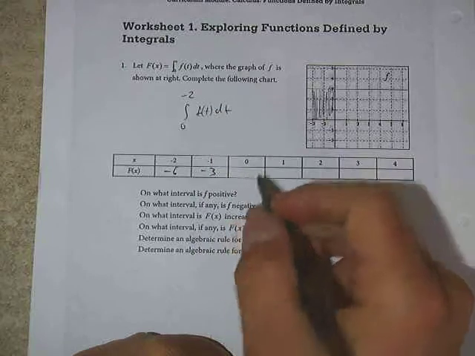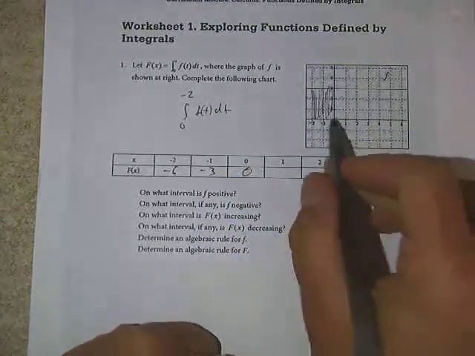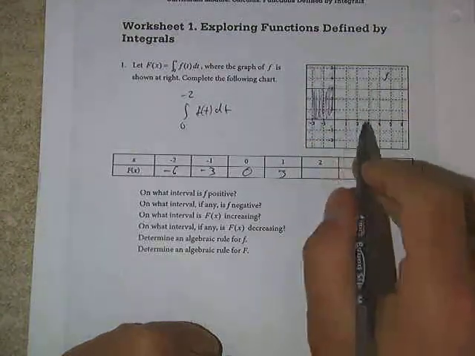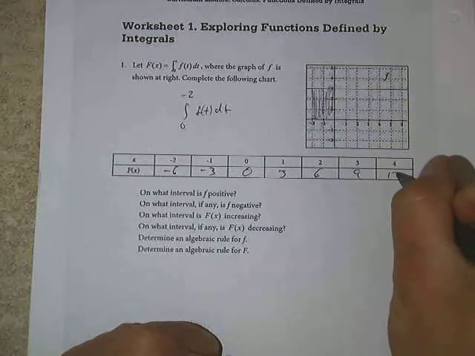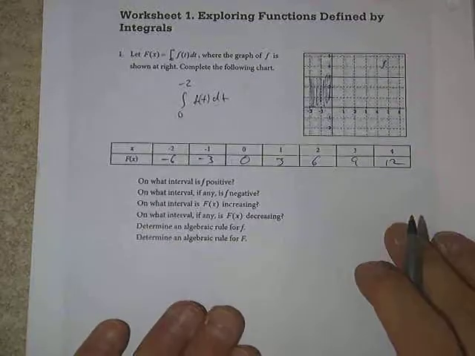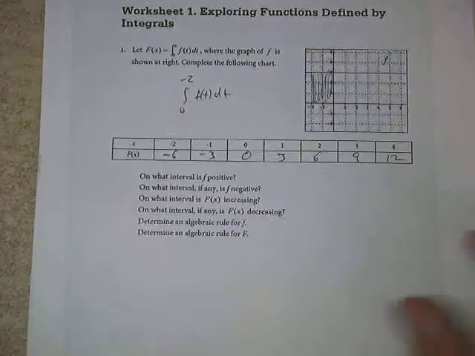The area from 0 to 0 is always going to be 0. 0 to 1 is going to be 3. 0 to 2 is going to be 6. And 9, and 12. So if you filled in your blanks properly, it should look like that.